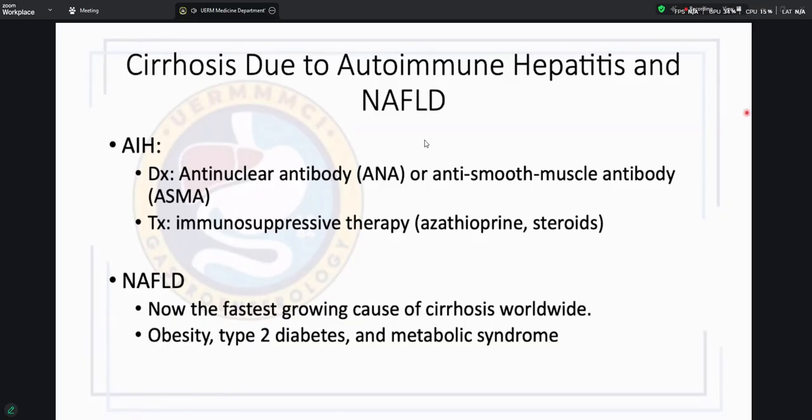Cirrhosis due to NAFLD was discussed a while ago. So this is the fastest growing cause of cirrhosis nationwide, and this is expected to become the leading cause of liver transplantation in many countries. So again, it is strongly linked to obesity, diabetes, and metabolic syndrome.